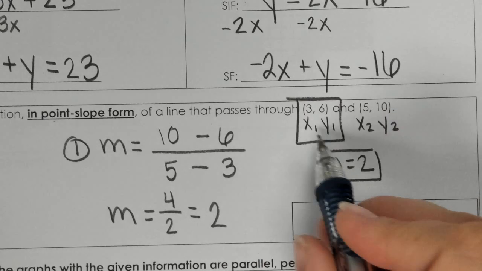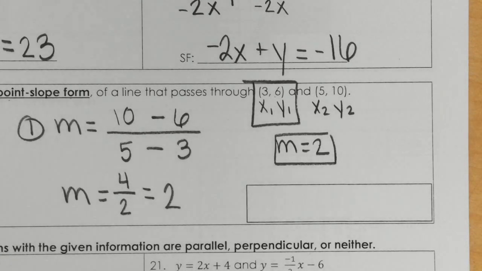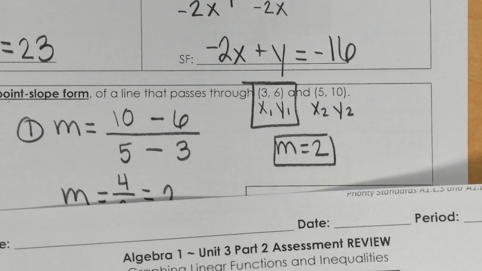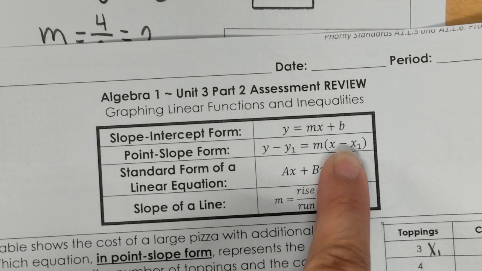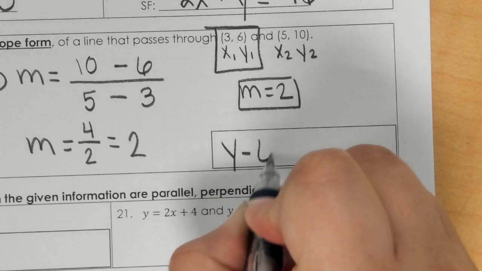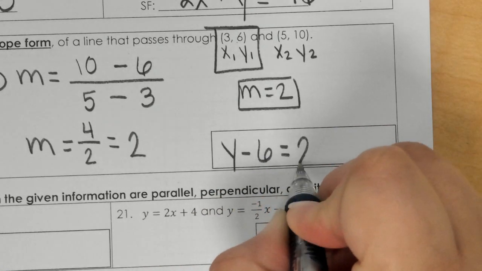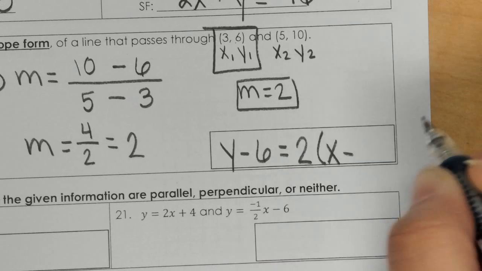My point is x1 and y1. And so then I could go back to that front page again, find the formula for point-slope form, and plug it in. So y minus y1, which is 6, equals your slope, which is 2. You just found that. And then x minus 3.